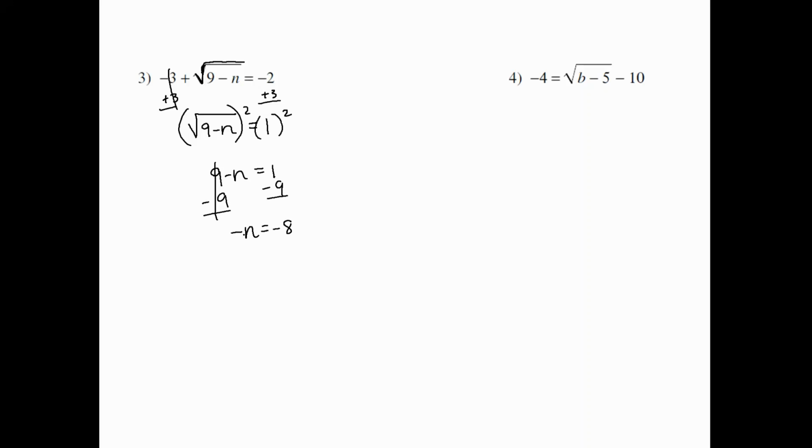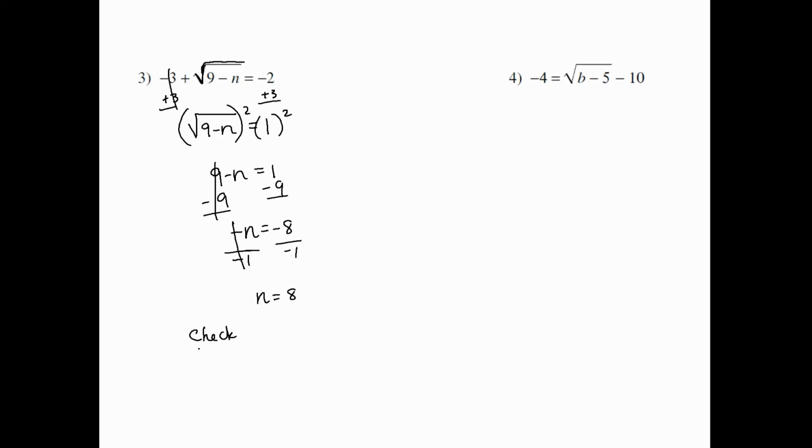Alright, number 3. What we want is to isolate the square root on one side by itself, but right now we have a minus 3 plus this, so we've got to get rid of the minus 3 by adding 3 to both sides. And so now we have the square root of 9 minus n equals 1. We're going to square both sides. We get 9 minus n equals 1. Now we're solving for n. We get rid of the 9. And we have negative n on one side, so we need to divide each side by negative 1. We get n equals positive 8.